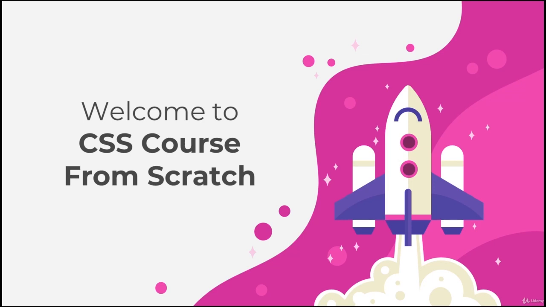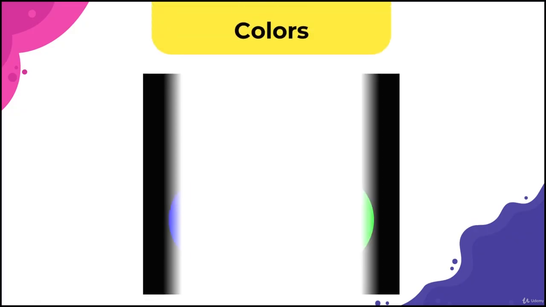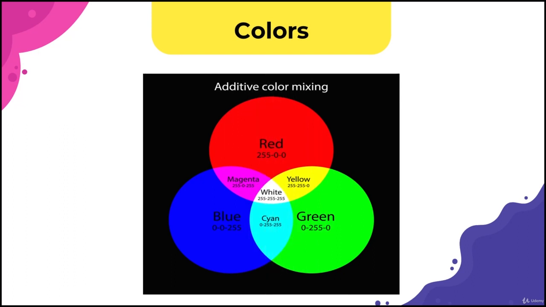In the last lesson, we talked about how to write CSS code and how to include it in our file by linking to CSS. We made a few very small changes to text color. In this lesson, we're going to talk about colors in CSS.